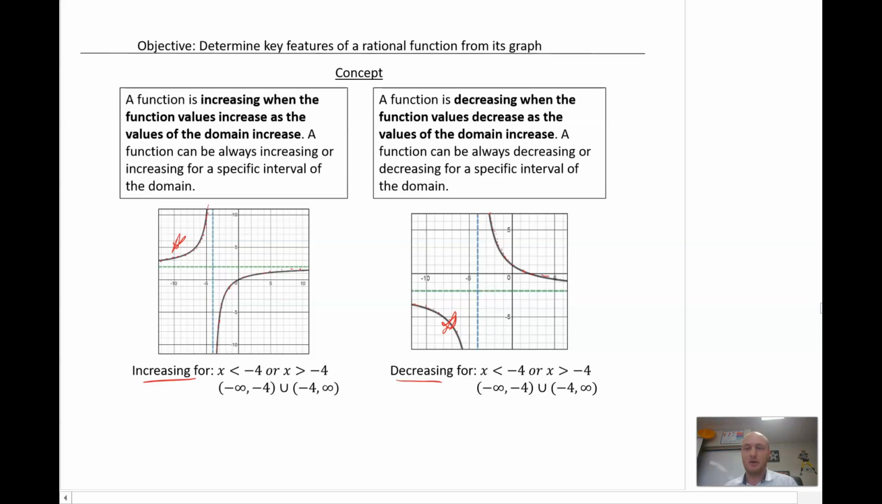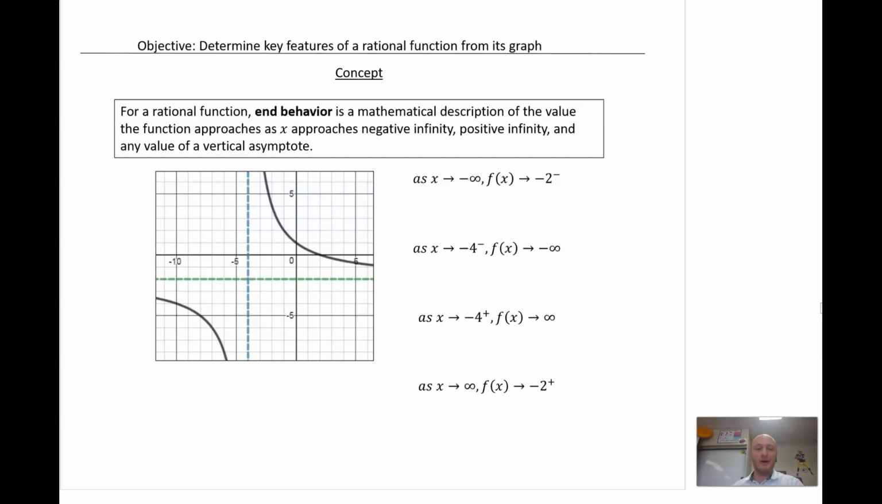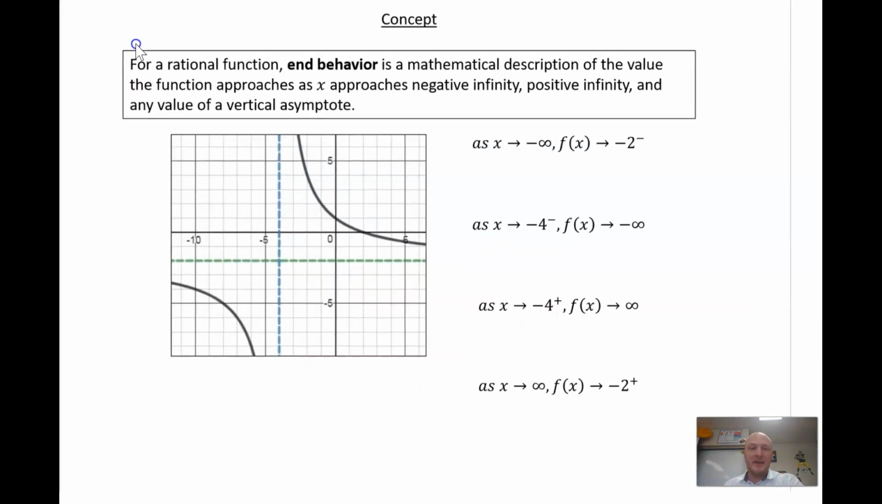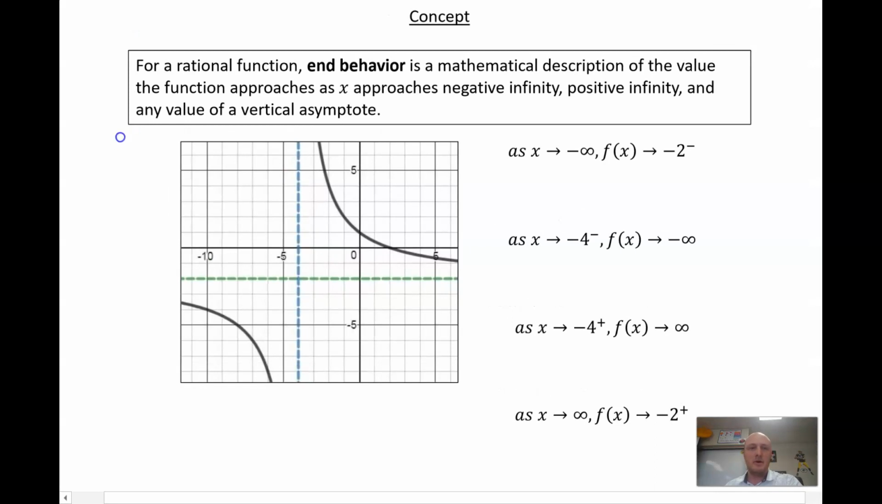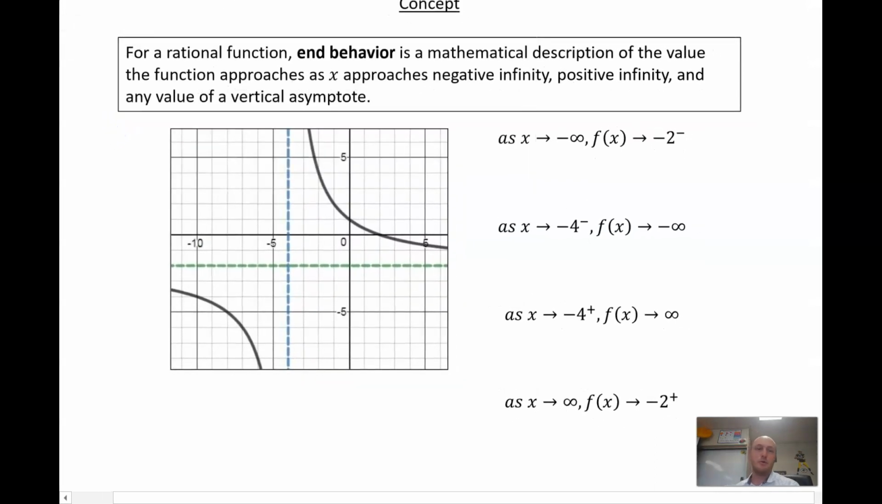All right, what I want to do, okay, next we're going to talk about end behavior, and this is arguably the trickiest part of the lesson, and well, I'll go ahead and go over an example. All right, so here's our definition. For a rational function, end behavior is the mathematical description of the value the function approaches as x approaches -infinity or +infinity and any other value of the vertical asymptote. So with rational functions, we end up having 4 pieces.